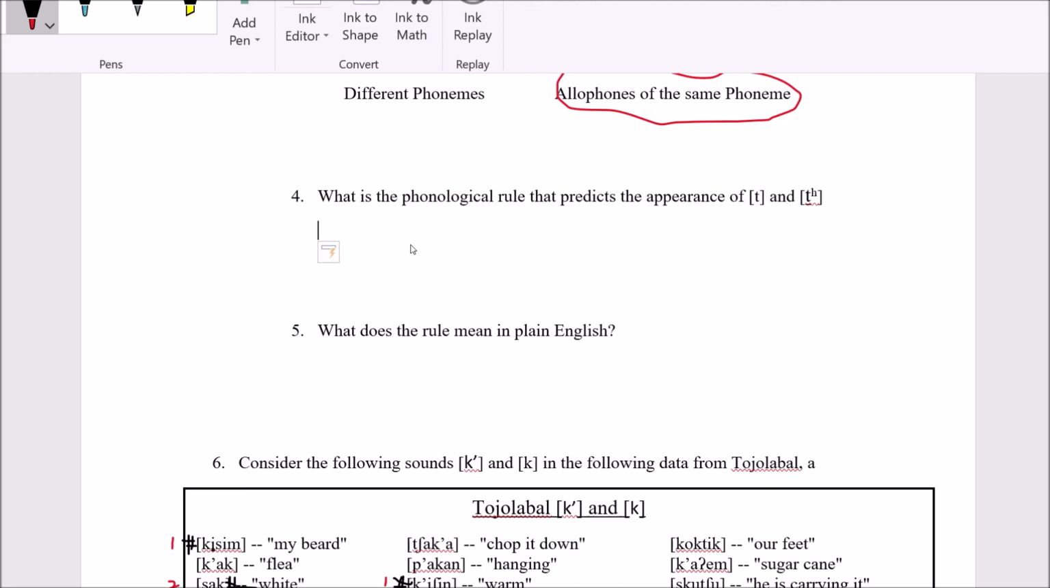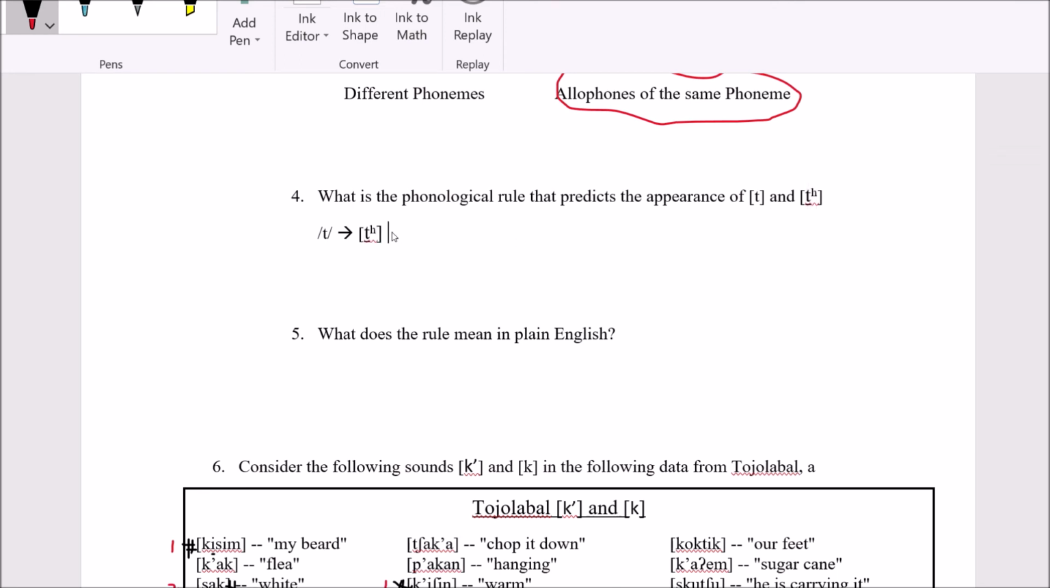So again, we always start with our phoneme. The phoneme t becomes the allophone, using brackets, the aspirated t. So we are saying that this becomes aspirated in the environment of, so that is with a single slash, between a vowel and the end of a word, between the vowel and the end of a word.